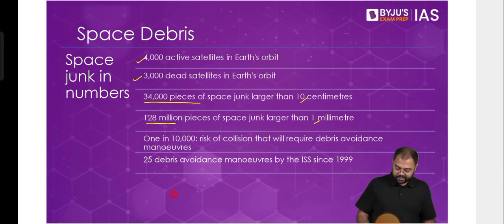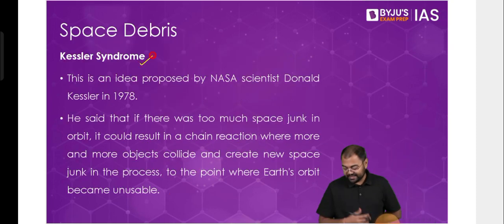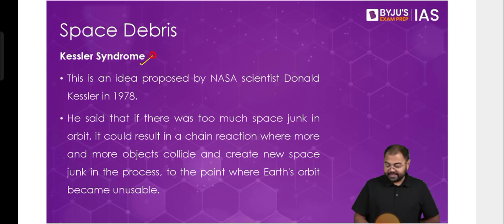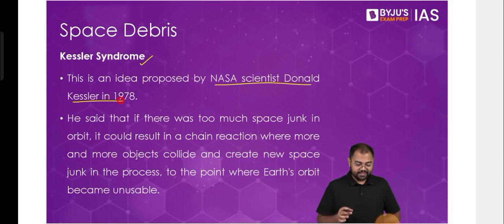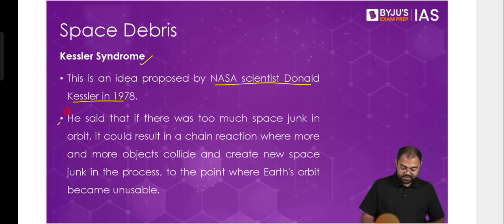And this is where there is a concept called Kessler syndrome. This is an idea that was proposed by a NASA scientist, Donald Kessler. Just look at his statement: if there was too much space junk in the orbit, it could result in a chain reaction where more and more objects collide and create new space junk in the process, to the point where Earth's orbit became unusable.